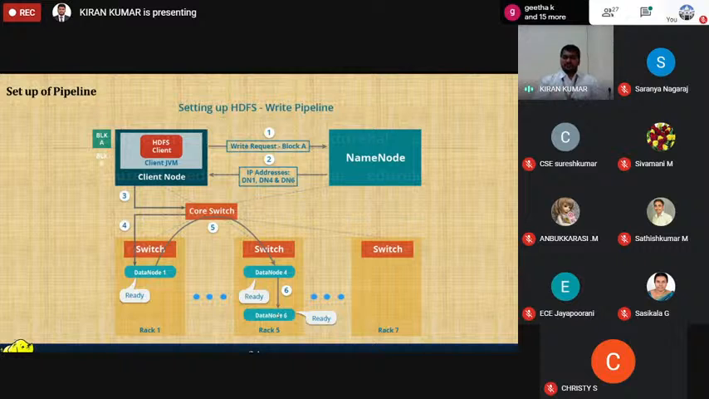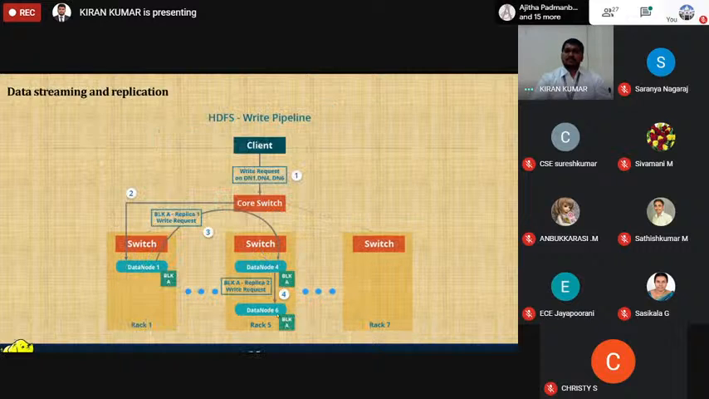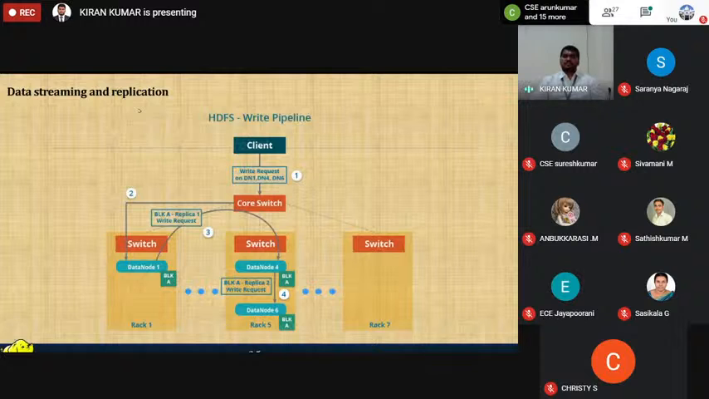So the path is fixed for streaming the data. So yeah, we are on time. Let us continue. Here the path is fixed. So next, after this, what happens? The second step comes. The second step is nothing but data streaming and replication.